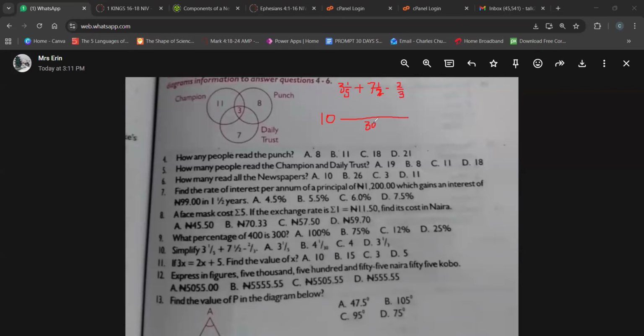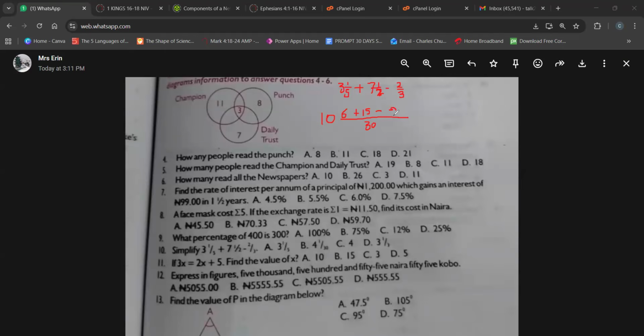Okay, so now we have 30. Let's work with it. 5 in 30 is what? 5 in 30 is 6. 6 times 1 is 6. 2 in 30 is 15. 15 times 1 is 15. 3 in 30 is 10. 10 times 2 is 20.